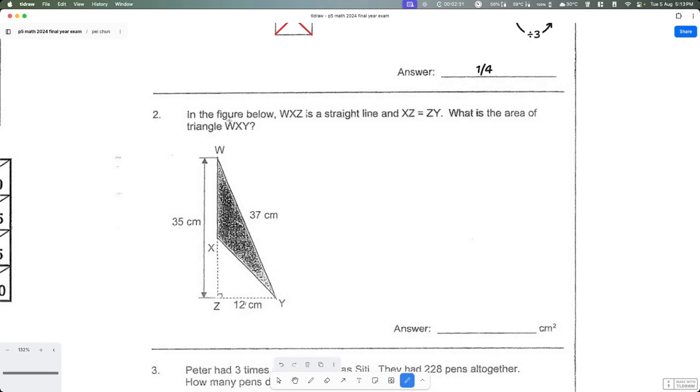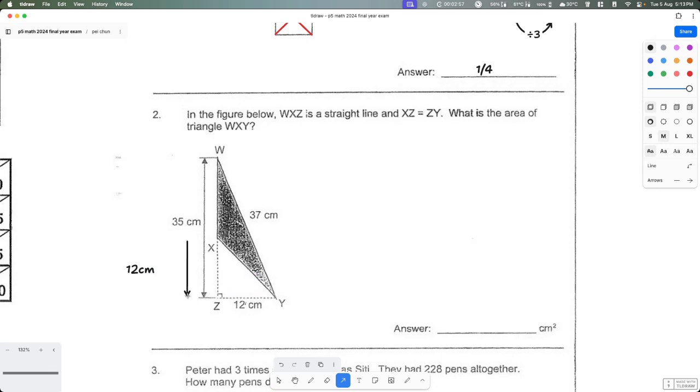It says here in the figure below, WXZ is a straight line and XZ is equal to ZY. What is the area of the triangle WXY? So in this case, we know ZY and WX are the same, so we're going to put here 12 centimeter as well, in this arrow. So this is also 12. Then I think we can calculate.